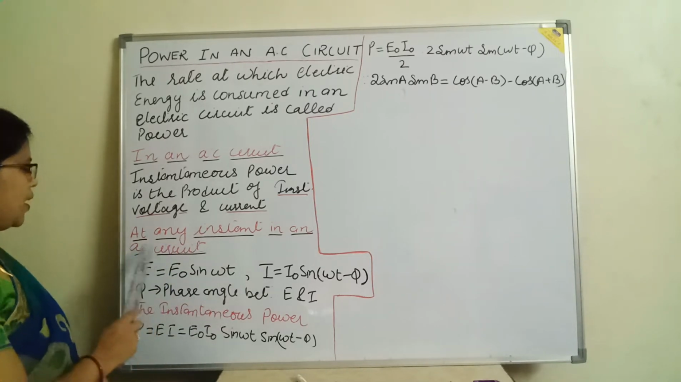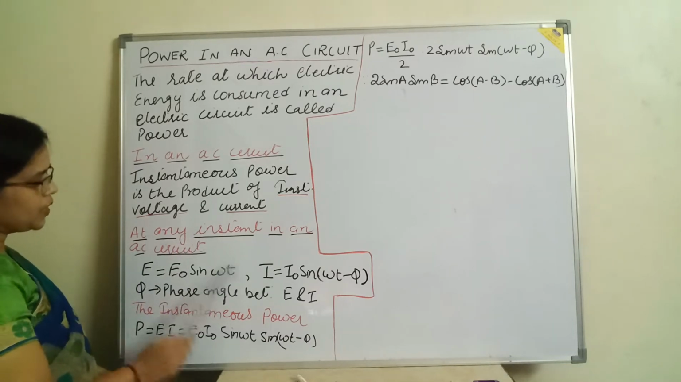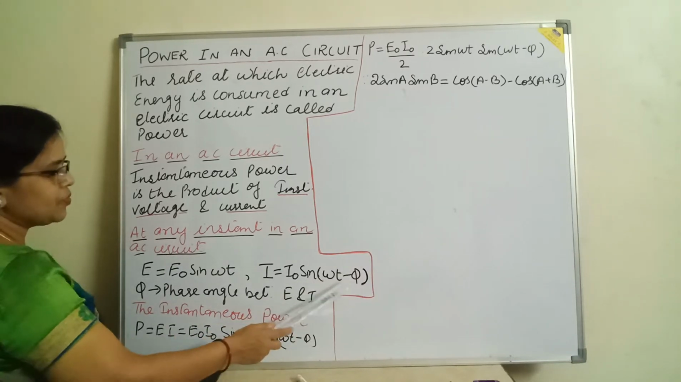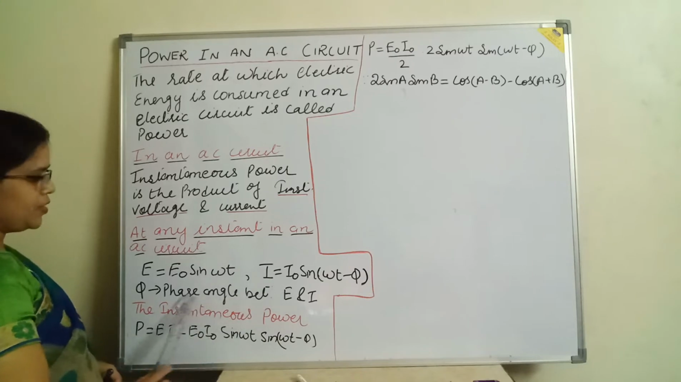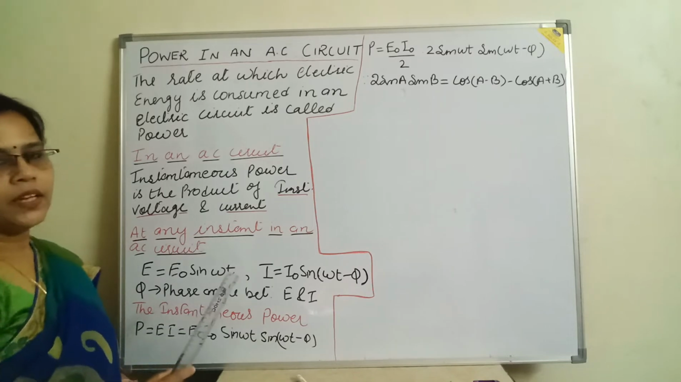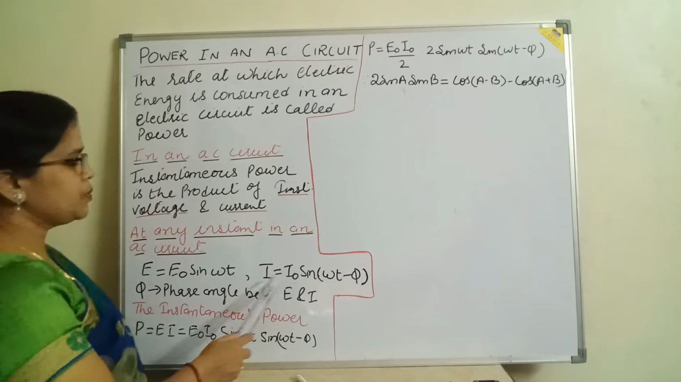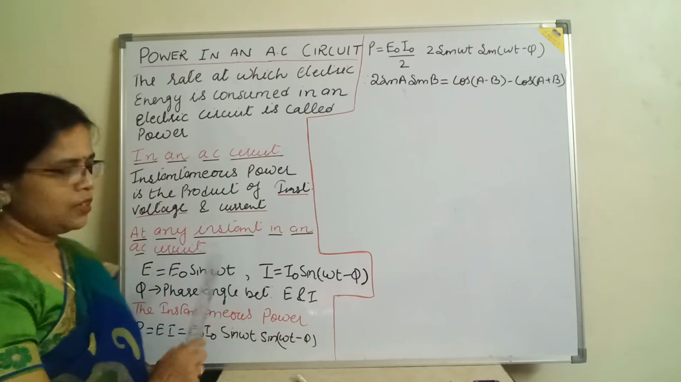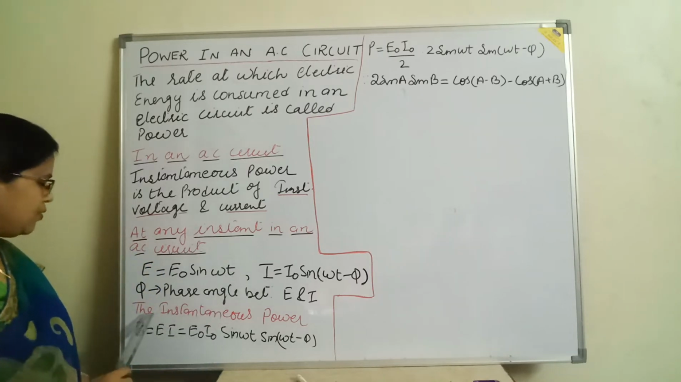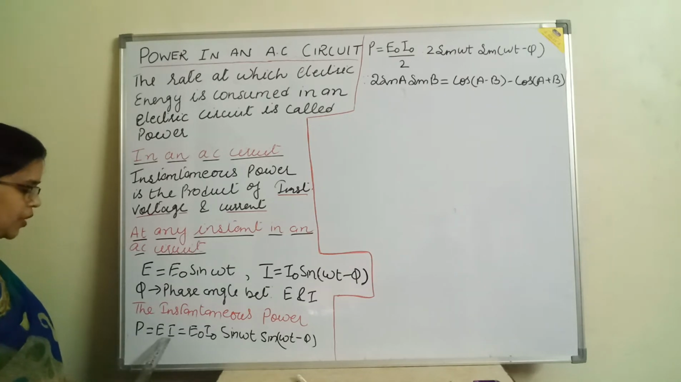So, here I have taken at any instant in an AC circuit, the voltage is E0 sin omega t and the current is I0 sin (omega t minus phi). What is this phi? Phi is the phase difference or phase angle between E and I, because you have read about the AC circuit having inductor and capacitor. There you have got the phase difference between E and I of pi by 2 in both the cases, whether the current leads the voltage or lags behind the voltage. Here we are calculating the instantaneous power, which is the product of E and I.